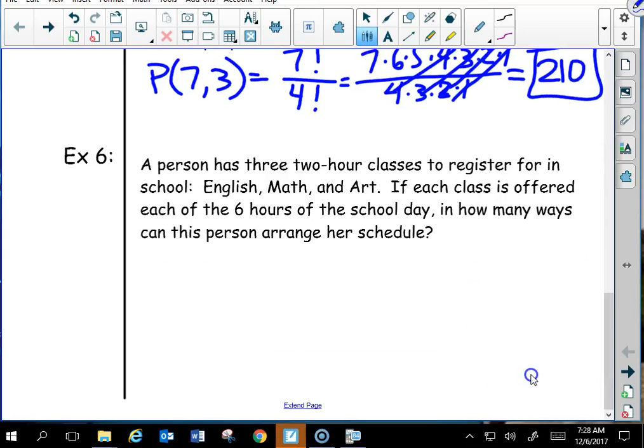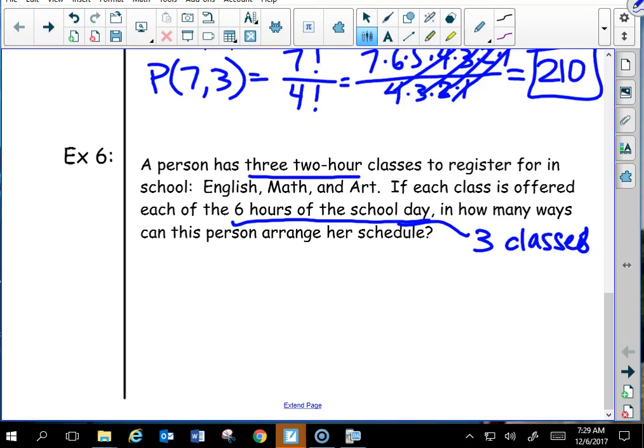Okay, I'm showing you example 6 because I found this example confusing, and maybe it's just the way my head works, but I changed it just a little bit from the quiz. But there's 3 2-hour classes to register for in 3 subjects. If each class is offered each of the 6 hours of the school day, how many ways can this person arrange the schedule? And here's the thing, if they are each 2-hour classes, there's just 3 classes in a school day, and that's where I had problems. Just doing a little bit of division, apparently.